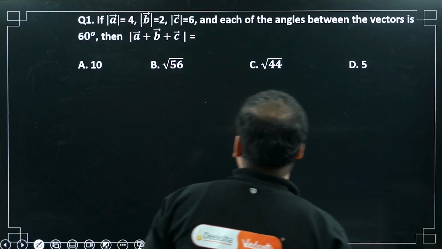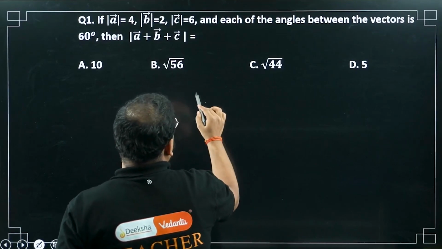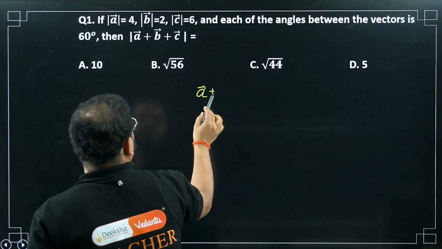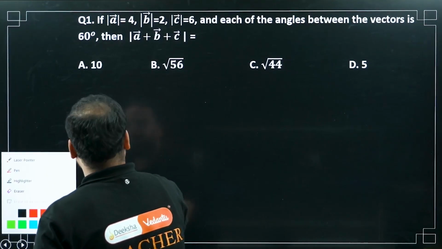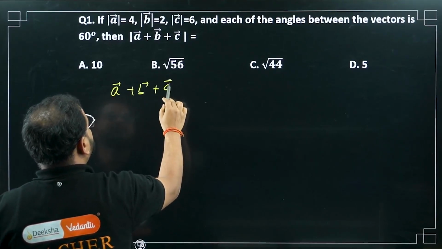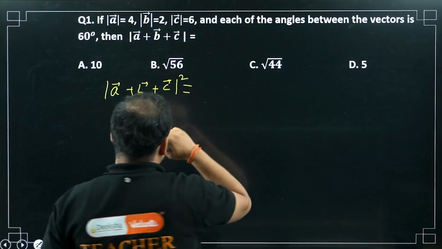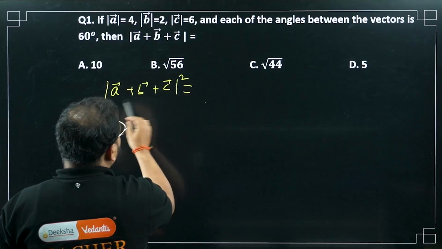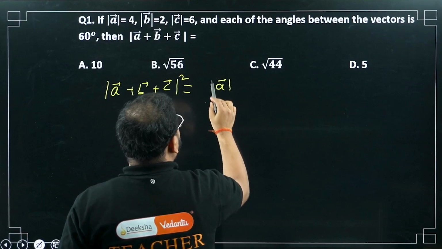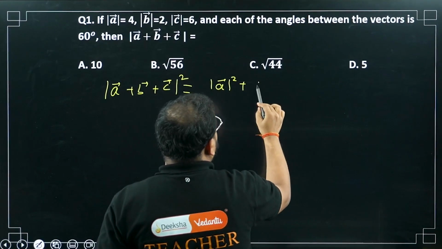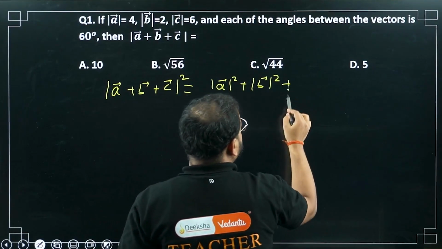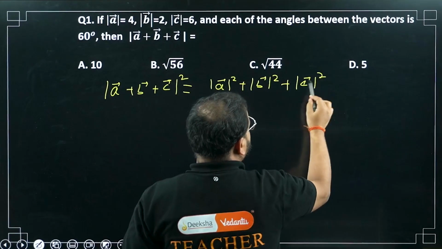How can we do it? Have a look. We can write it like this. Let me write it from this side because we'll need more space: vector A plus vector B plus vector C, the whole square. This is going to be a dot product, so I can write it as A square plus B square plus C square, because A dot A is A square, B dot B is B square, and C dot C is C square.